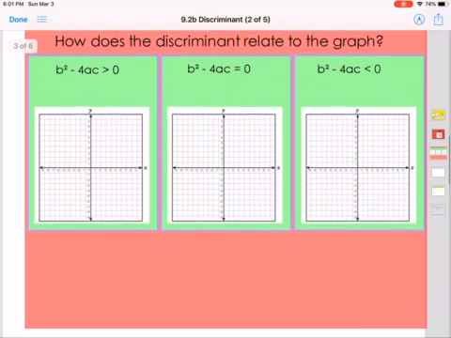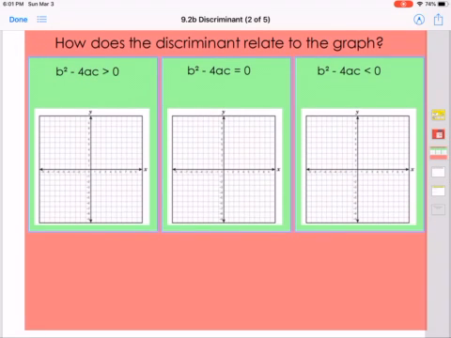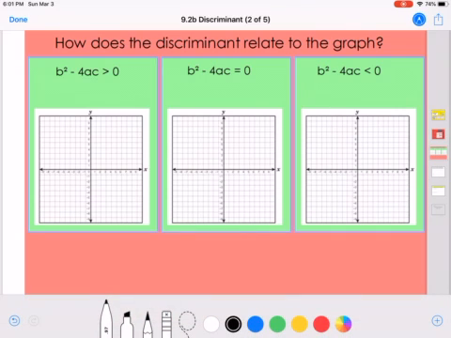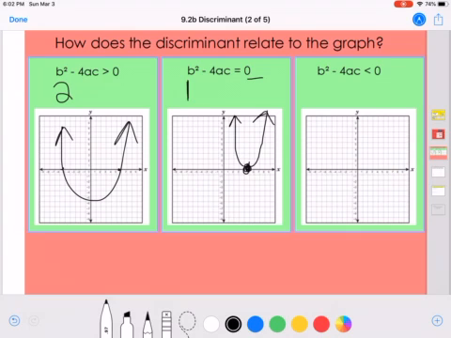Now let's look at our graph. Remember from the last unit that our solutions to our quadratics are the same as our x-intercepts. So if our discriminant is positive, we'll have 2 solutions, which means we will have 2 x-intercepts. Our graph will cross the x-axis in 2 places. Well, if our discriminant equals 0, we're just going to have that 1 solution. Well, 1 solution is just going to cross the x-axis in 1 spot. So that 1 spot where it crosses the x-axis, that is our 1 solution.